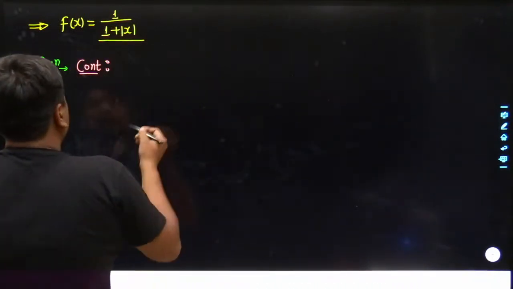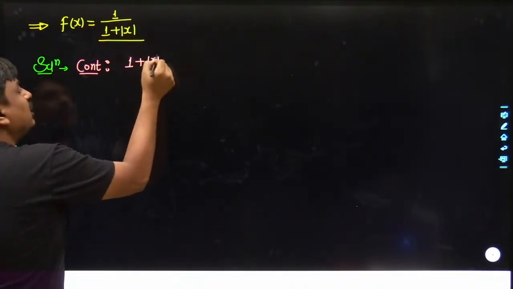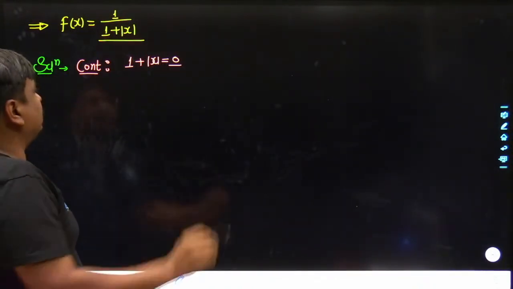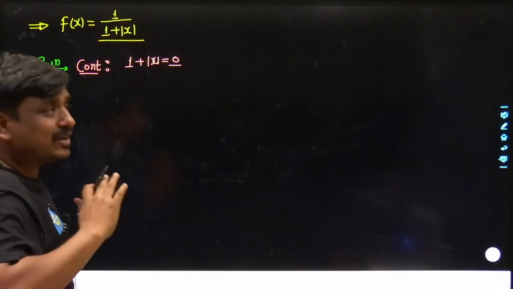See what I am going to see over here. I would be focusing on the roots of the denominator function. May I know, for any real value of x, can we have a situation where 1 plus mod of x would become 0? Not at all.